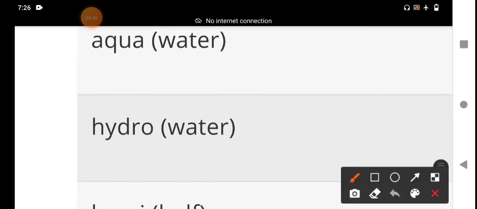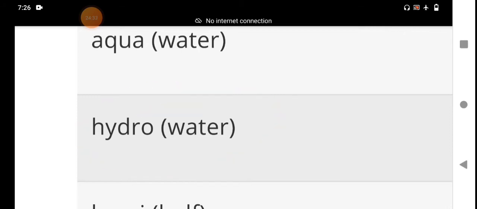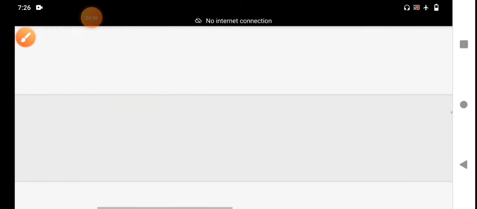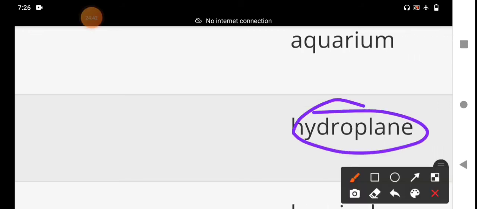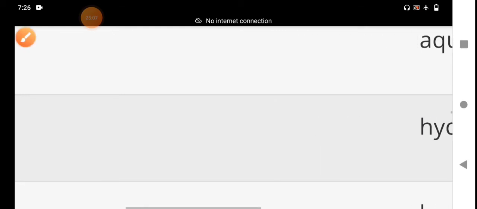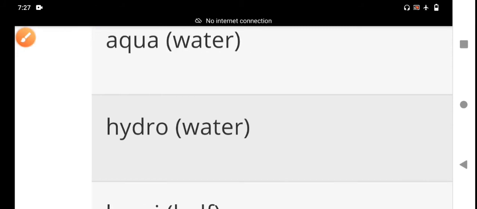And we move on to hydro. What is the meaning of hydro? Hydro means water. Aqua means water. Hydroplane. What is the meaning of hydroplane? A seaplane or a boat that can rise on water. That is hydroplane. The seaplane is called hydroplane. Hydro means water. We should understand hydro.